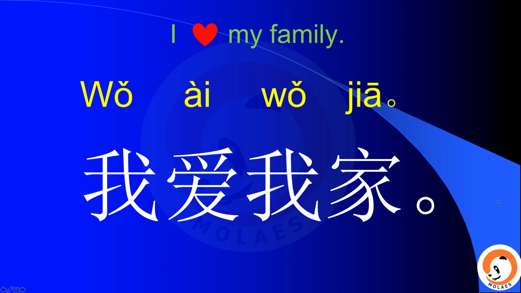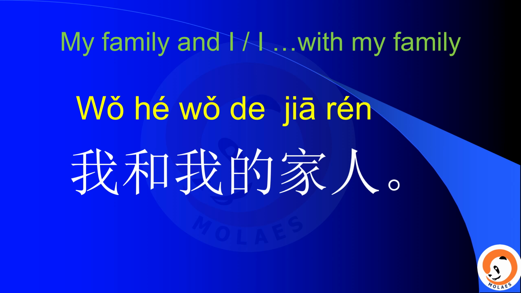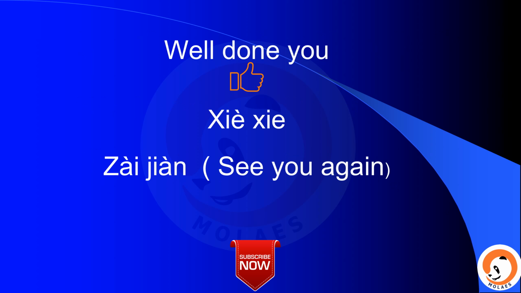Generally speaking, if the relationship is obvious, then we don't use it. 我爱我家。My family and I, or I do something with my family. In Chinese, we will use the same pattern. 我和我的家人。Well done you.